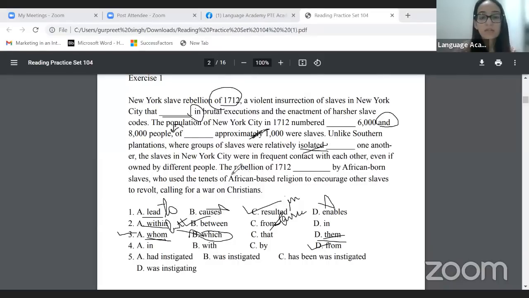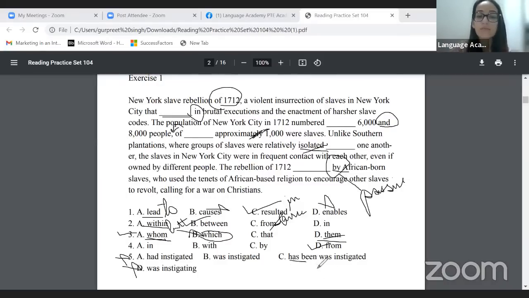Then they say the rebellion of 1712 dash by African-born slaves. So by always tells us that it is a passive statement. Those who have done the videos will know the concept of by in active and passive. So by statements are always passive statements. And when we look at the options, something with had is active and ing is always active. So we cannot go with A and D. C is wrong English. Has been, was, instigated is no English.